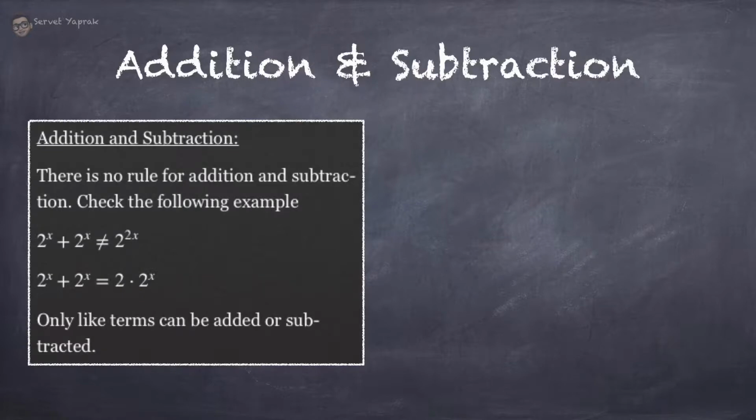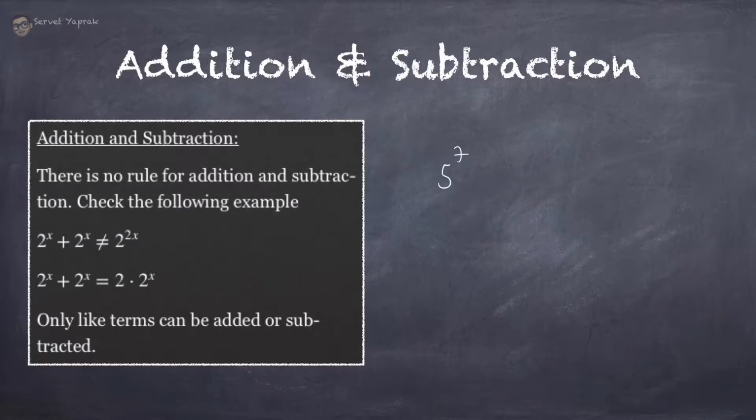Addition and subtraction. There is no rule for addition or subtraction, but we can actually collect the like terms. So this is a very common mistake: 2 to the power of x plus 2 to the power of x written as 2 to the power of 2x. Avoid this mistake. We can only collect the like terms because we have 2 to the power of x. We can write 2 times 2 to the power of x. Or we can write another example.